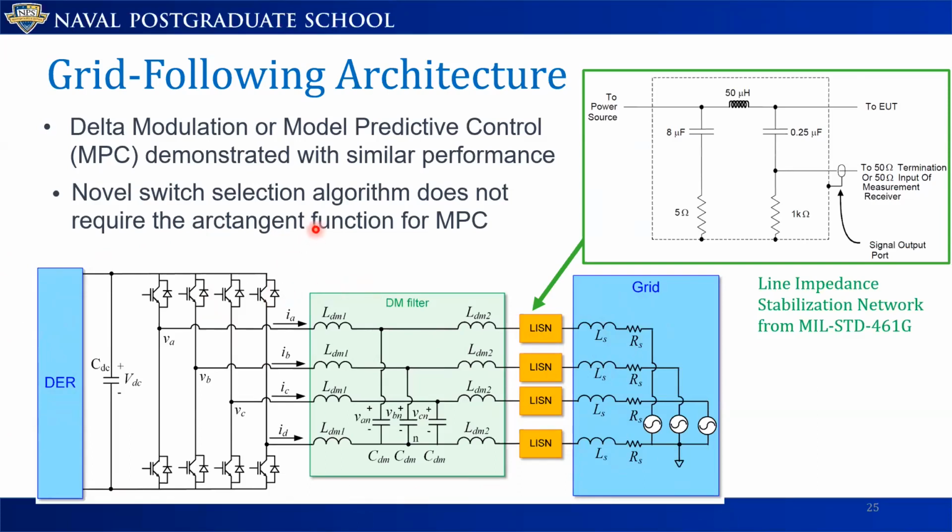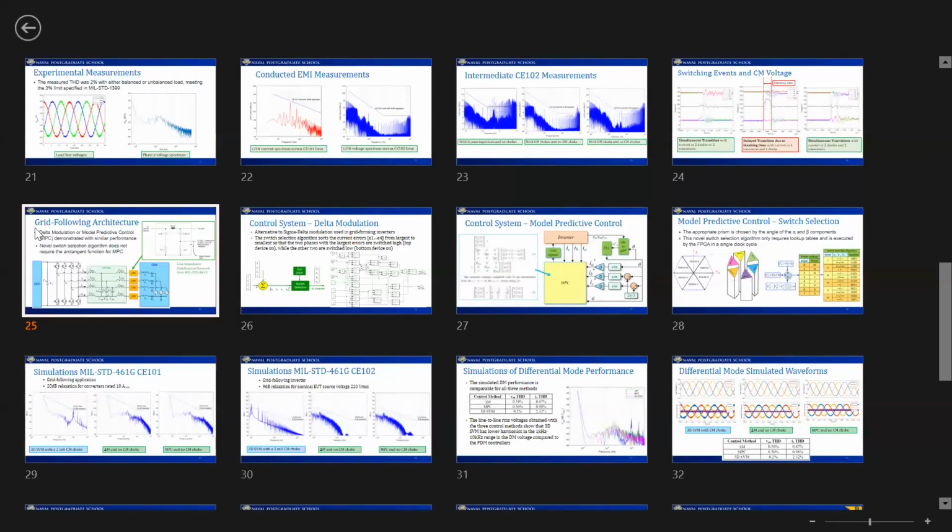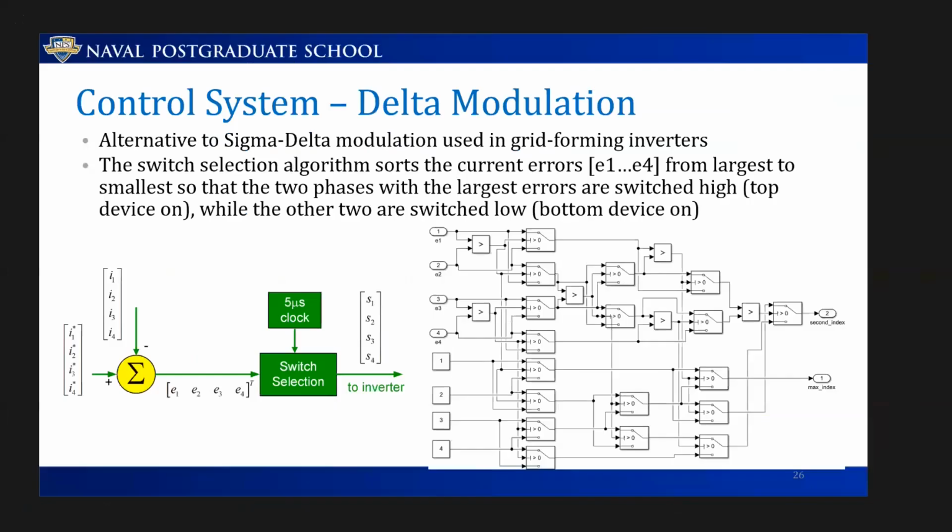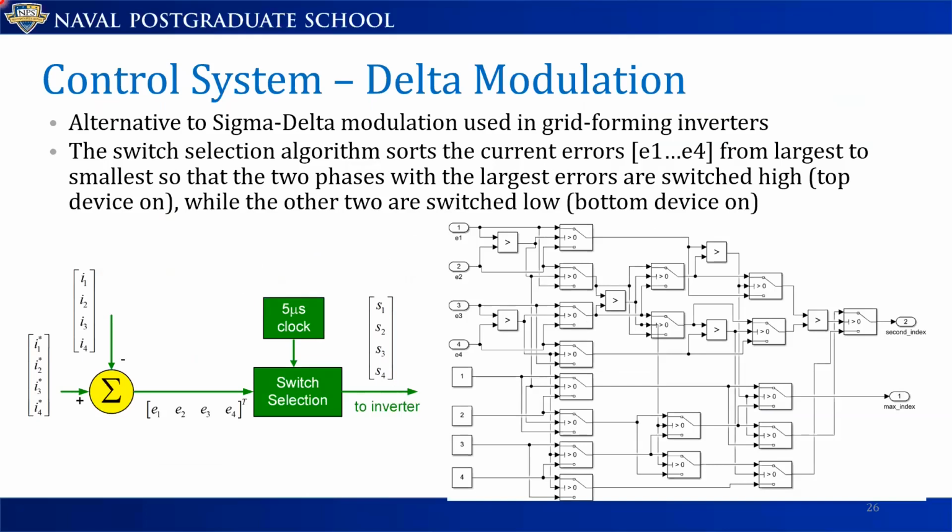We can do 2 different control strategies for the current control of this grid following converter. One is delta modulation, the other one is model predictive control. And I will briefly show these now in the next few minutes. And we also came up with a novel switching selection algorithm for MPC to optimize the use of the FPGA.